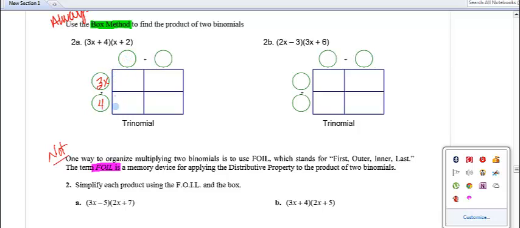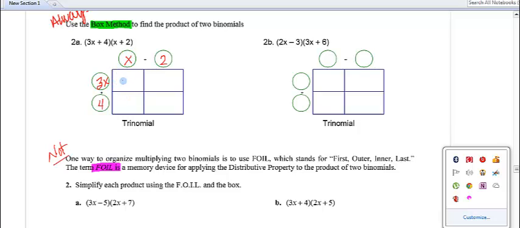Just put them next to the locations on your 4-square box. Now I'm going to put x plus 2 up at the top. So now I've got it set up right. I've got a box, and each of these rows and columns has its own term. All I'm going to do is multiply the two terms that are on the side of a box.